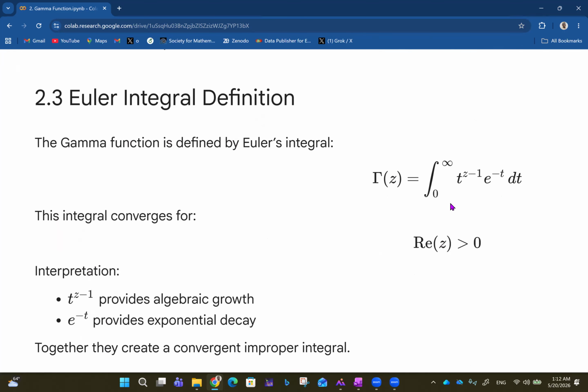Then you have the functional equation. The gamma function satisfies the recurrence relation gamma of z plus 1 equals z gamma of z. That was what I did in the last video. One of the examples I did was to show that gamma of n plus 1 is equal to n gamma of n, or gamma of z plus 1 is z gamma of z. Or even, if you like, gamma of z is equal to z minus 1 times gamma of z minus 1.